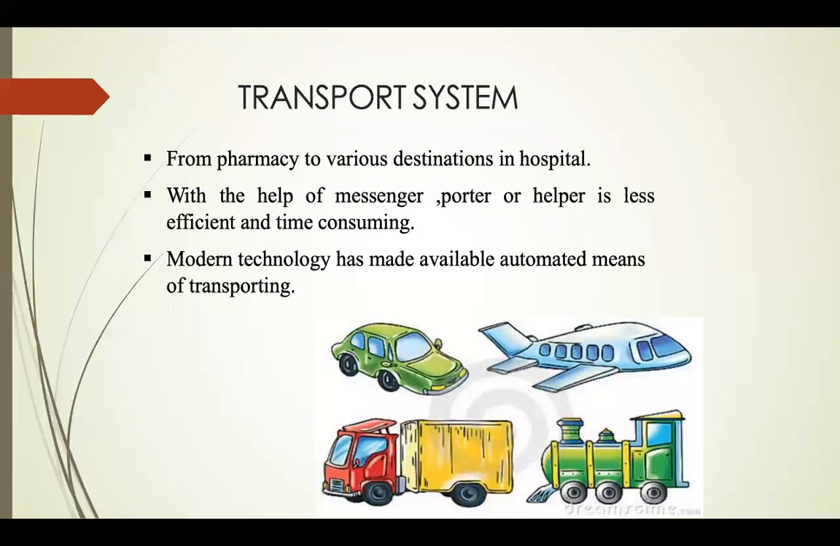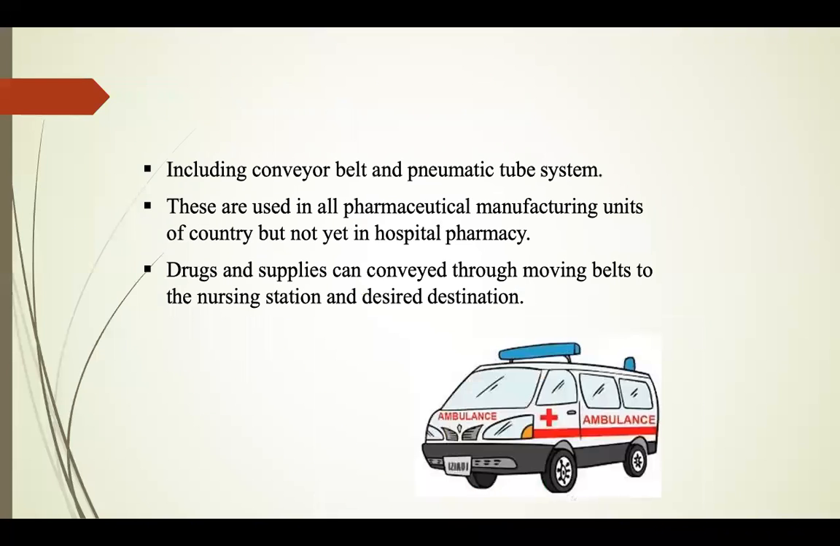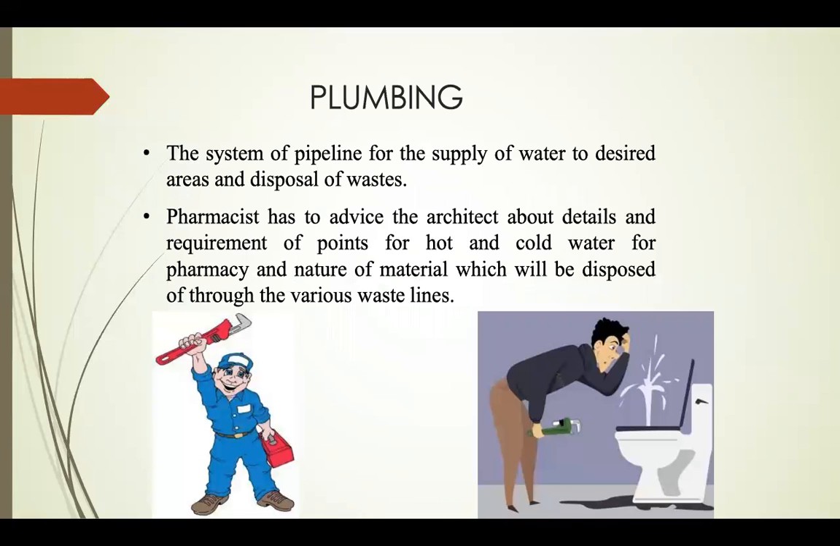Transport system: moving items from the pharmacy to various destinations in the hospital with the help of a messenger, porter, or helper is less efficient and time consuming. Modern technology has made available automated means of transporting, including conveyor belts and pneumatic tube systems. These are used in pharmaceutical manufacturing units of the country, but not yet in hospital pharmacies. Drugs and supplies can be conveyed through moving belts to the nursing station and desired destinations.